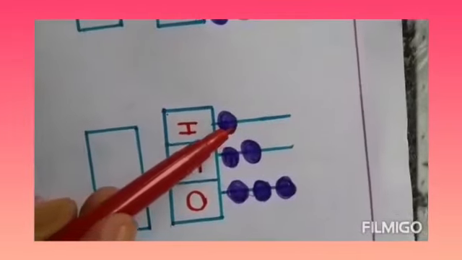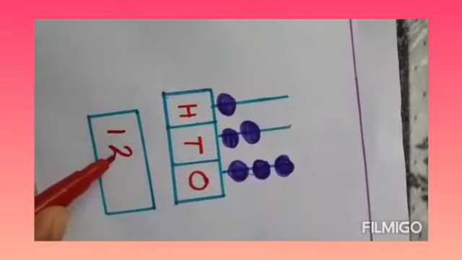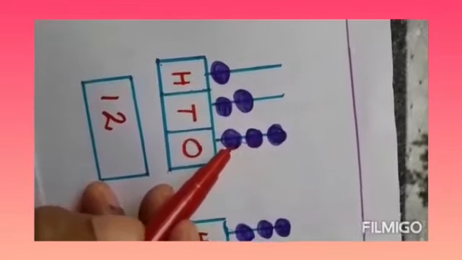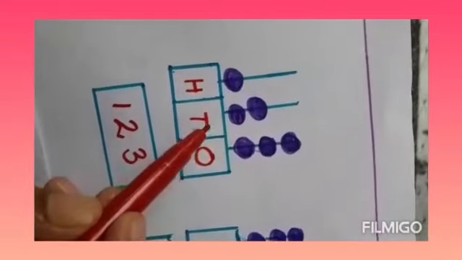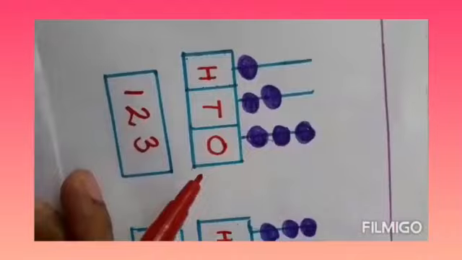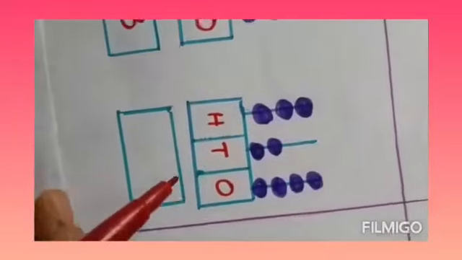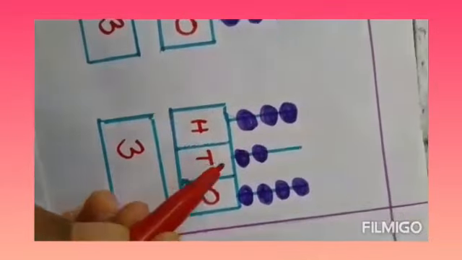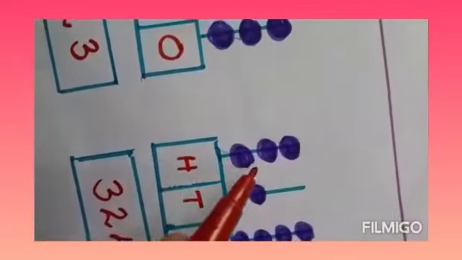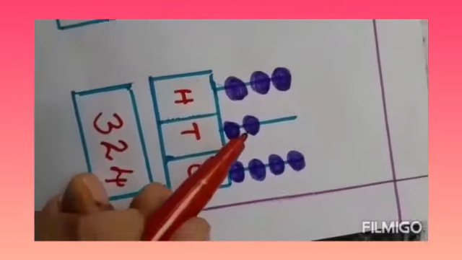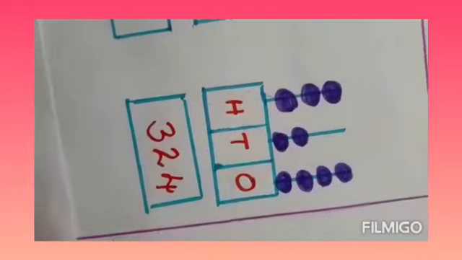Next one. How many beads in the hundreds place? 1. How many beads in the tens place? 1, 2. How many beads in the ones place? 1, 2, 3. That means 100, 2 tens which is 20, plus 3 ones. So we can read 123. Next one. How many hundreds are here? 3. How many tens? 2. How many ones? 4. That means 300 and 2 tens, 20 plus 4 ones, 20 plus 4 is 24. 324. Got it?